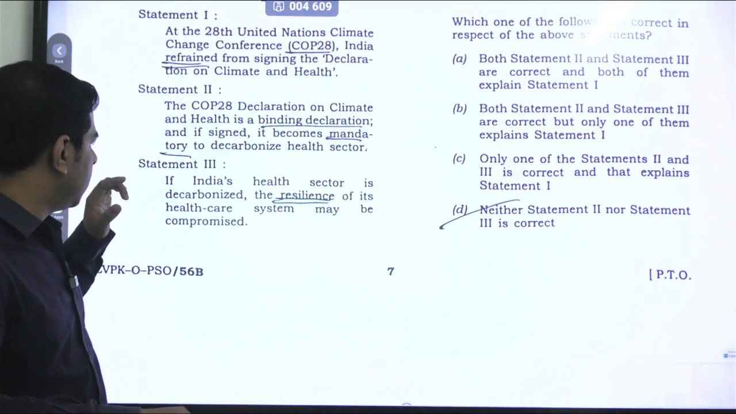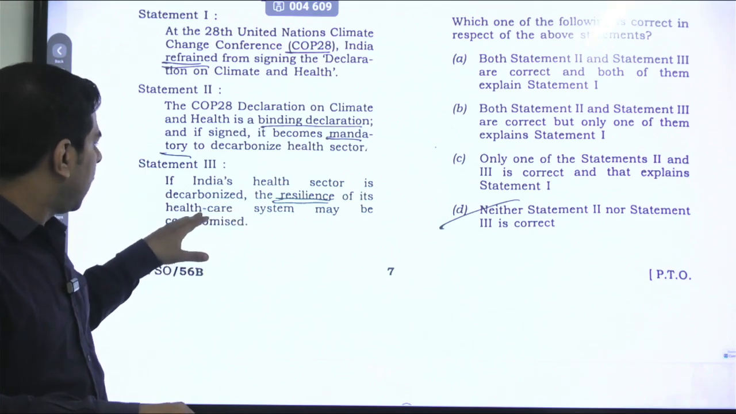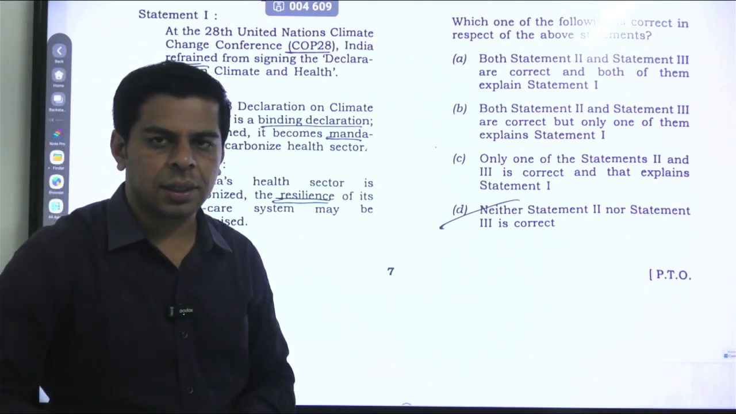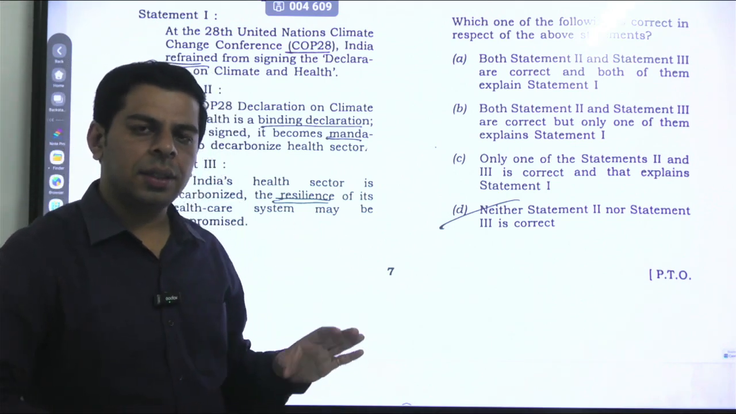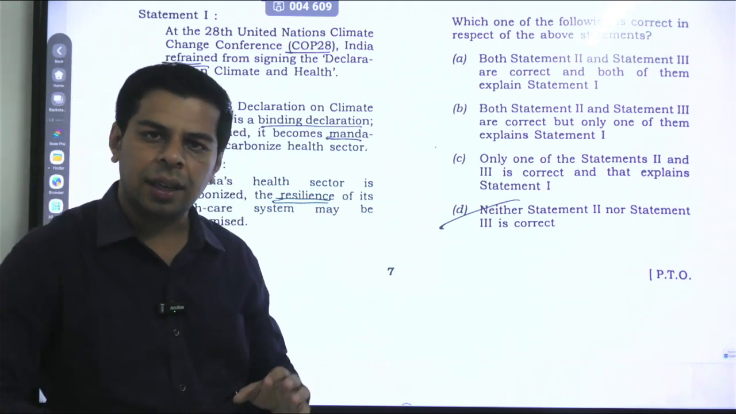And the third one says that if India's health sector is totally decarbonized, the resilience of the healthcare system may be compromised, because at times in cold storage also this theme is attributed. So we can say, even if you have missed this theme, the two statements are quite logical ones, and they are trying to pitch the theme.